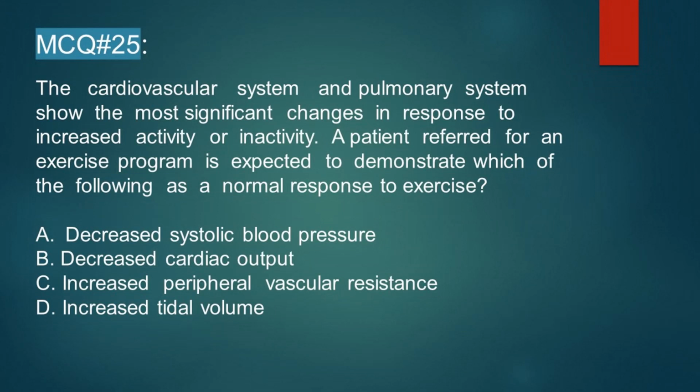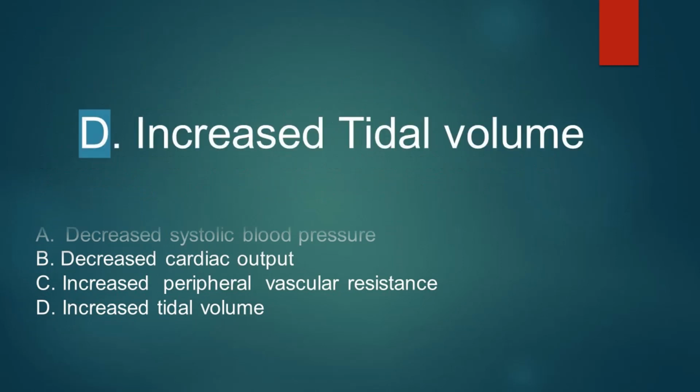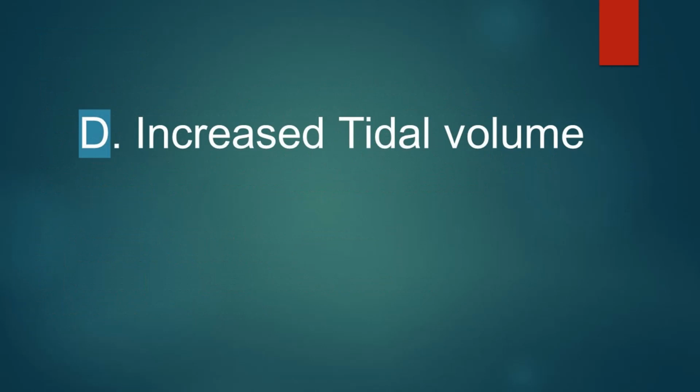The cardiovascular system and the pulmonary system shows the most significant changes in response to increased activity or inactivity. A patient referred for an exercise program is expected to demonstrate which of the following as a normal response to exercise. So the option A, decreased systolic blood pressure. Option B, decreased cardiac output. Option C, increased peripheral vascular resistance. And the option D, increased tidal volume. And the correct answer is option D, increased tidal volume.